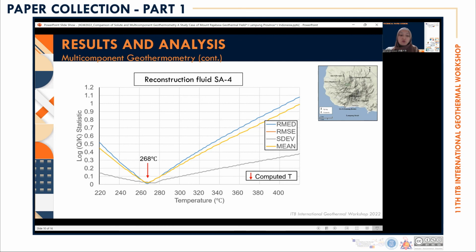The temperatures at which other statistical parameters are at a minimum, for example, mean, standard deviation, and root mean square error, are also computed to provide information on the quality of the clustering. In the case of perfect clustering, these other statistical parameters become zero at the same temperature, and therefore their values can be used to further assess the degree of confidence in computed reservoir temperature values. The value from this step is similar to the previous one, which is 268 degrees Celsius.